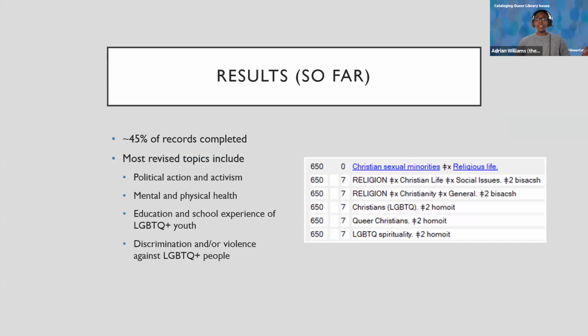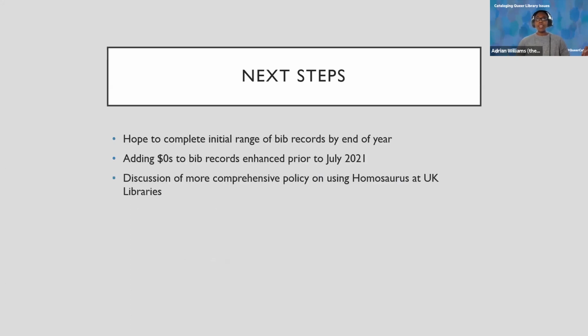As of this month of August, I've completed about 45% of the 400 records included in the main part of this project. The topics that I was able to add terms to the most were on political action and activism, the mental and physical health of LGBTQ+ people, the experiences of LGBTQ+ youth in schools, and discrimination and/or violence against LGBTQ+ people. As said earlier, I'm almost halfway through this current project, and in the coming months, I'll be continuing on with this work and hopefully finishing by the end of the year.